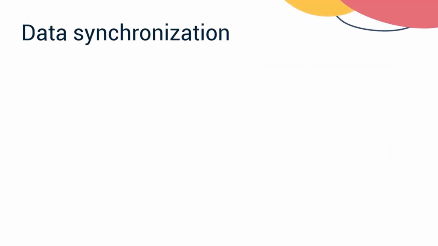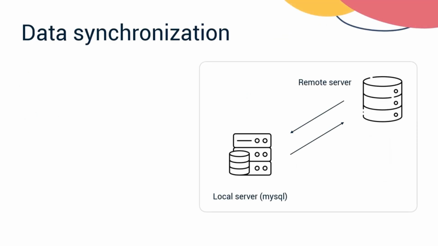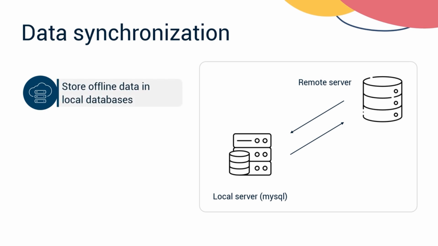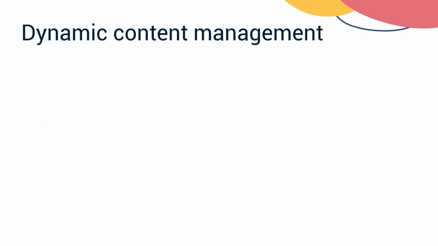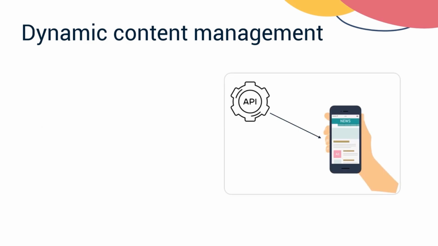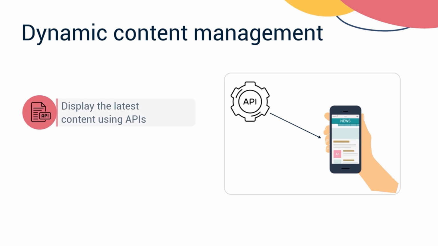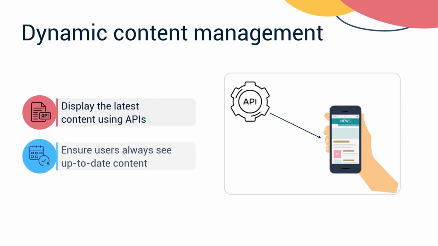Data synchronization is crucial for apps that operate offline. Developers can use local databases like SQLite to store data offline, and once connected, the app syncs this data with a remote database, providing a seamless user experience. Dynamic content management allows apps like news or e-commerce platforms to display the latest content by fetching it via APIs, ensuring users always see up-to-date information.